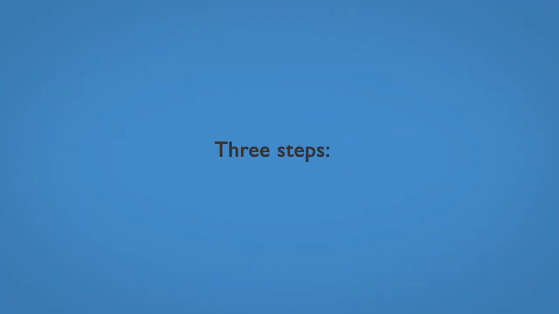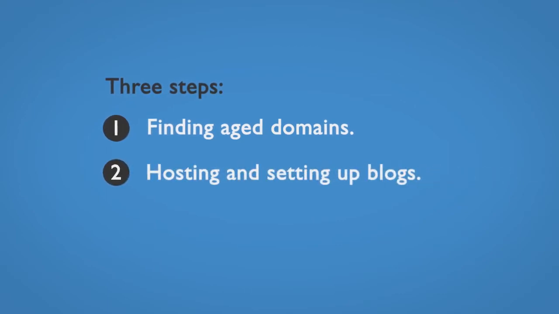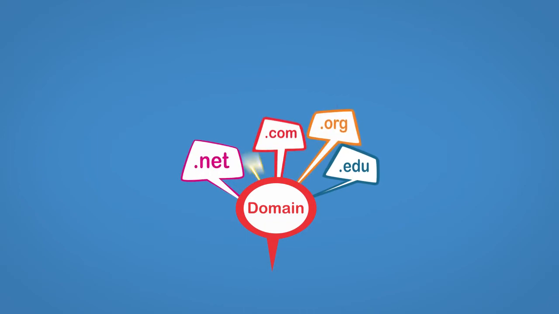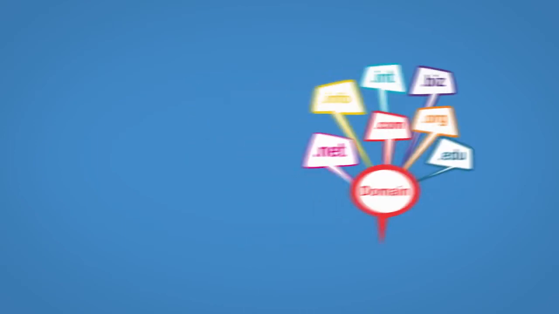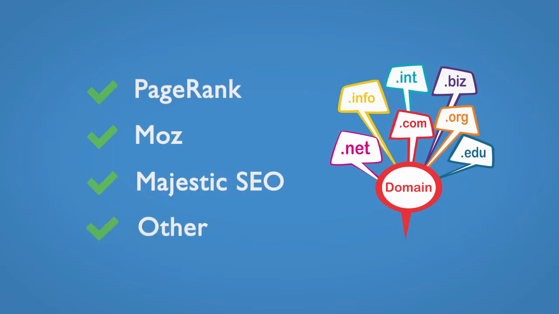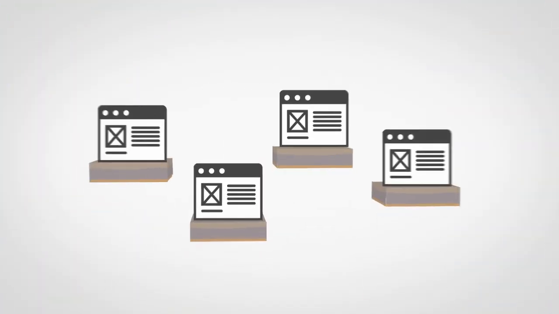There are three main steps to creating your own PBN. 1. Finding aged expired domains. 2. Hosting and setting up blogs. And 3. Feeding content to your blogs. We will show you exactly how to avoid poor quality expired domains and pick only the best ones based on their page rank, Moz and Majestic SEO metrics, and many other useful indicators. Good domains are the foundation of your PBN, so you want to make sure you buy the strongest you can.